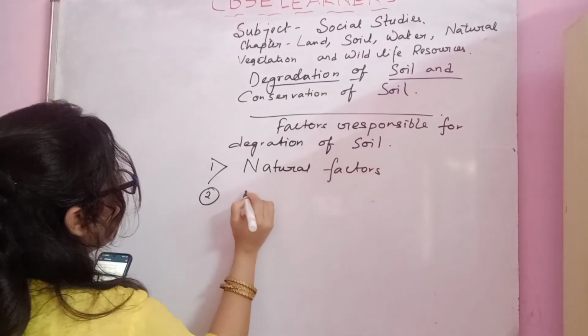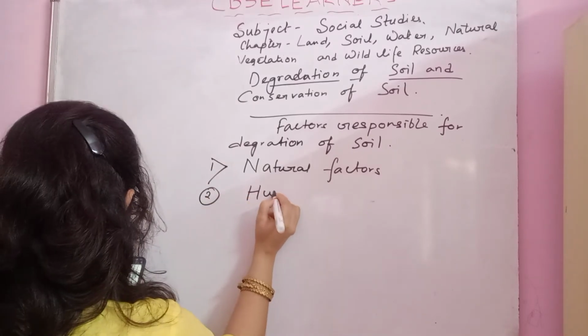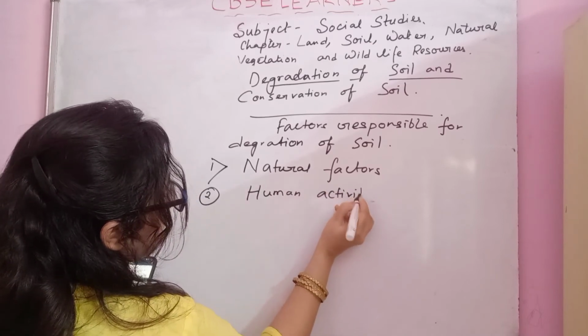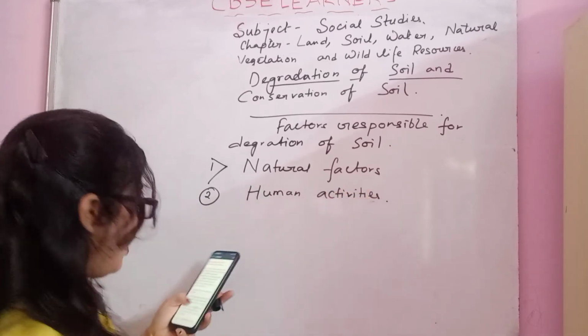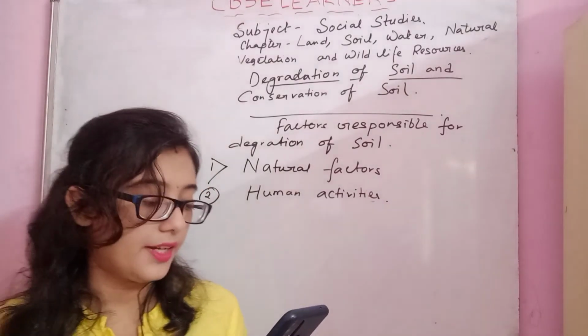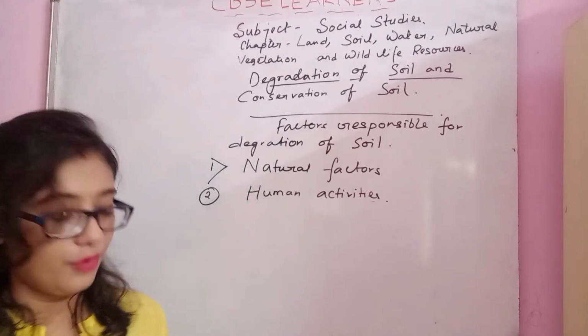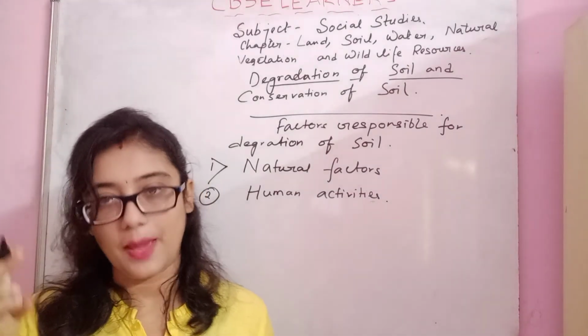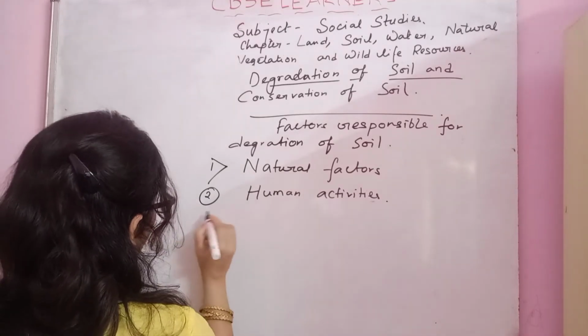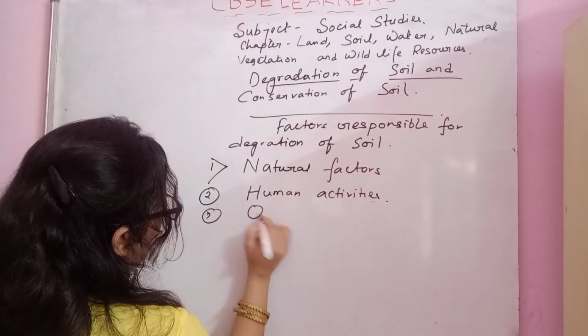Number two, human activities. Now, number three, factors related to soil degradation are deforestation, overgrazing, overuse of chemical fertilizers and pesticides, rain wash, landslides and flood.